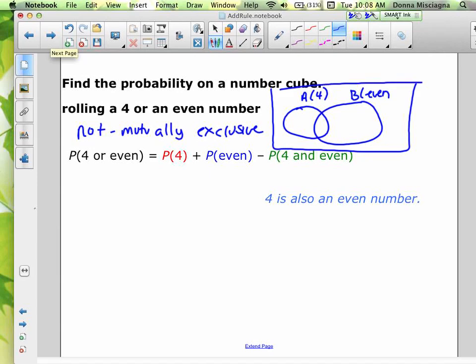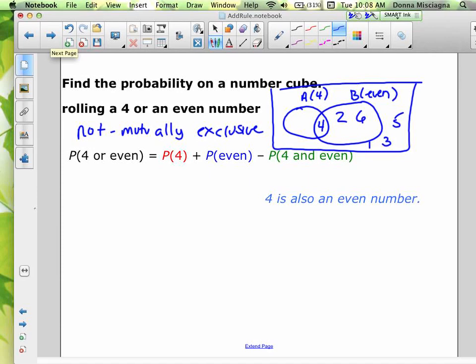All right, so rolling a 4 has only one favorable outcome, just the 4. Rolling an even number has 2, 4, and 6. And then 4 is the overlap. And not in either one of those groups is the 1, the 3, and the 5. That's outside those two groups.